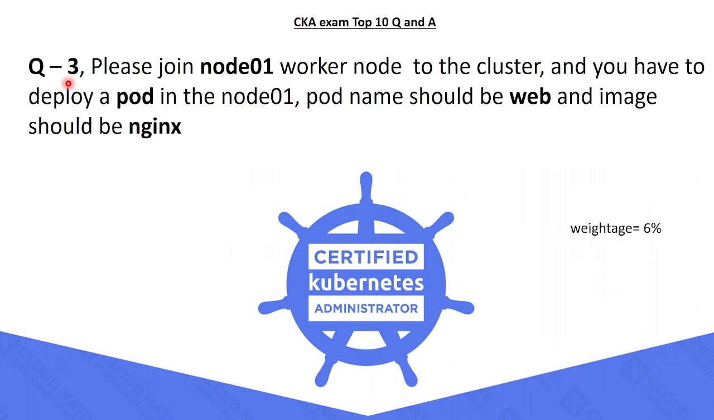The third question is, please join the node01 worker node to the cluster, and you have to deploy a pod in node01. Pod name should be web and image should be nginx. This question's weightage is 6%. Without further ado, let's go to the cluster.